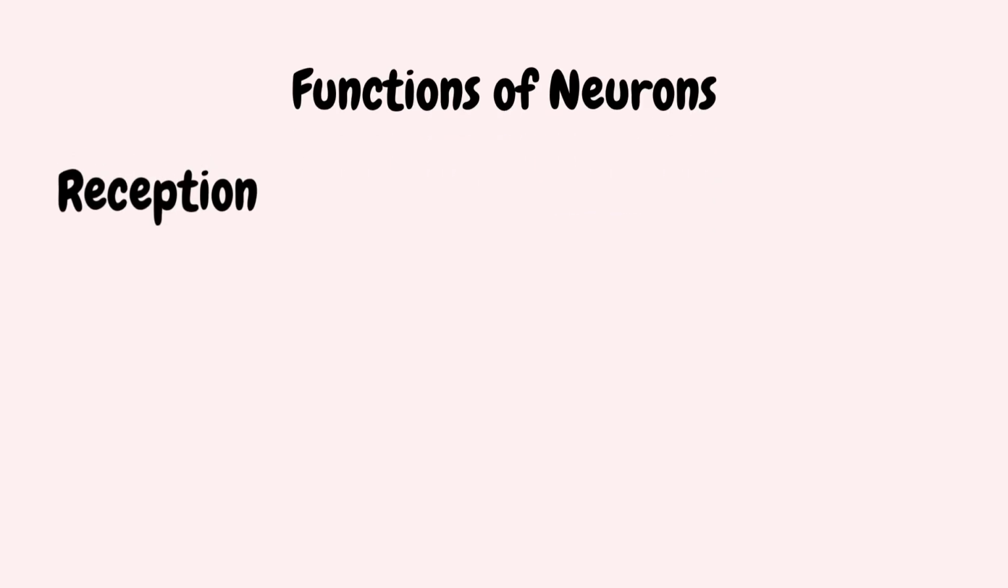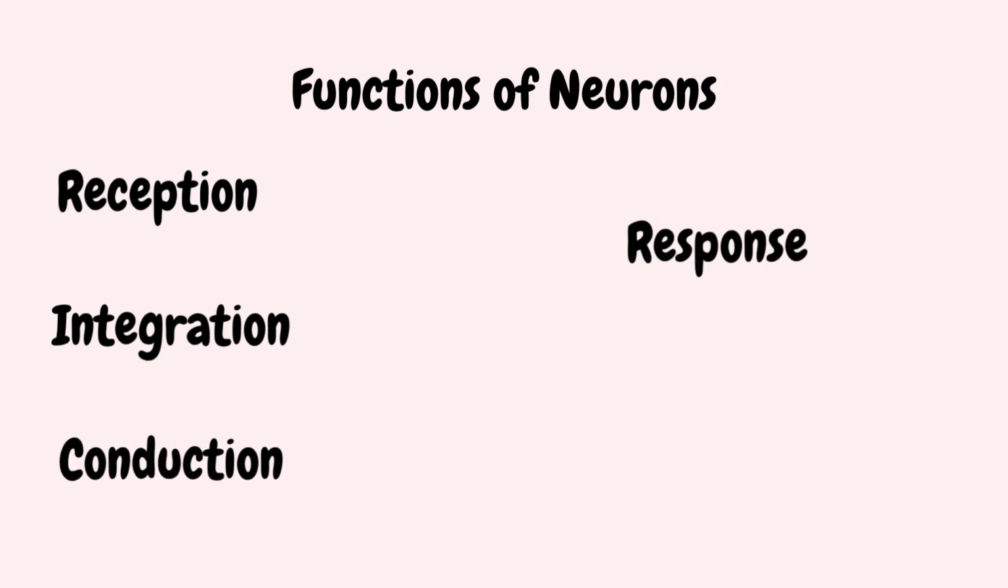Let's look at some functions of the neurons. Neurons have five main functions in the body. So reception, integration, conduction, response, and coordination. For reception, neurons detect changes in the environment using sensory receptors. For integration, they process incoming information to generate appropriate responses. Conduction. Neurons transmit nerve impulses over long distances. Response. Neurons can activate muscles or glands to execute actions. And then coordination. Neurons work in networks to synchronize body activities like breathing, walking, or thinking.